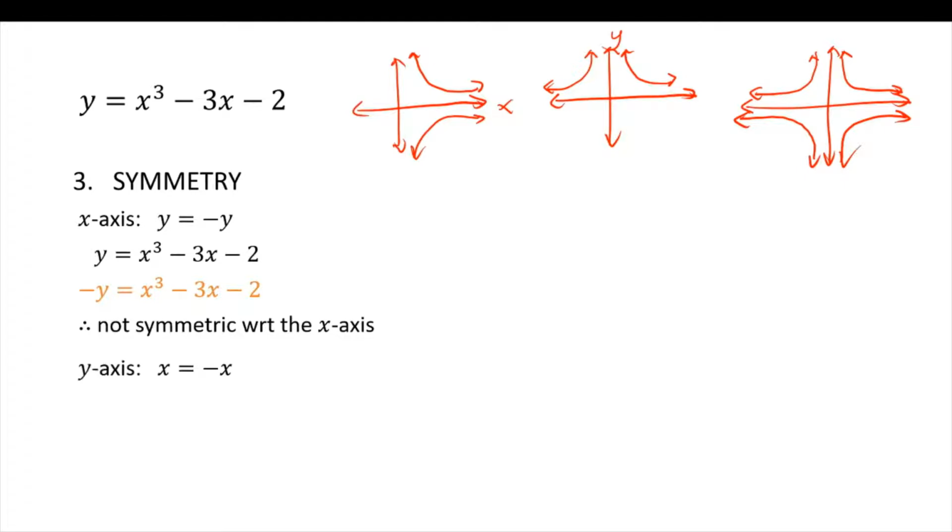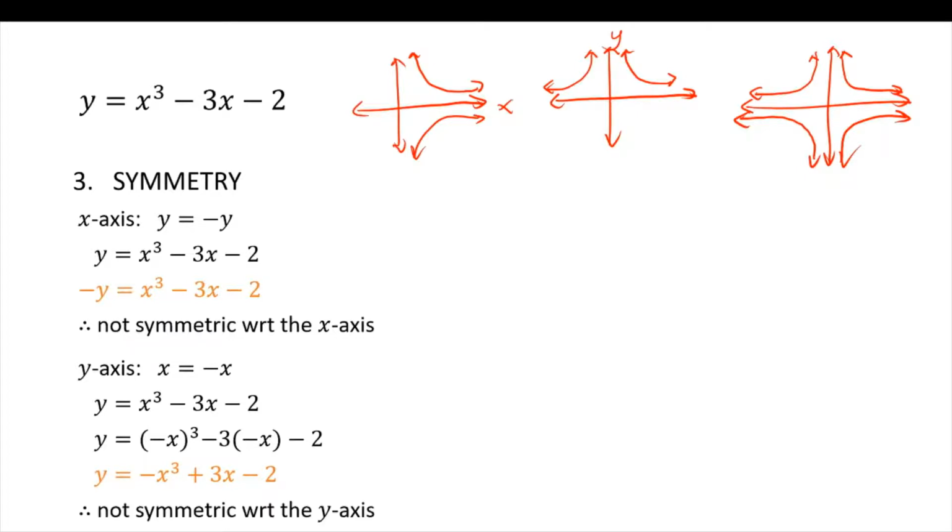Let's check if it's symmetric with respect to the y-axis this time. So instead of replacing y with negative y, this time we replace x with negative x. Initially, this is our function. Plugging in negative x for x will result to this equation: y equal to negative x cubed plus 3x minus 2. It's still different from the original function. Therefore, it's not symmetric with respect to the y-axis.